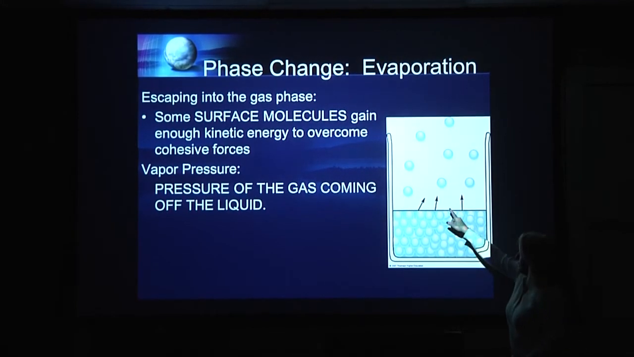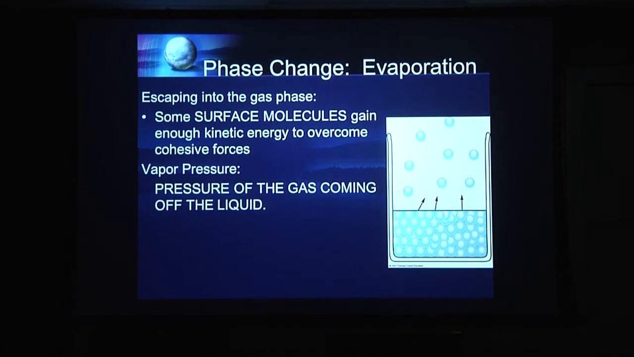Vapor pressure is a really good sign as to how much of a cohesive force the liquid has. If there is a very high vapor pressure over a liquid, it means that the molecules that are in the liquid can very easily escape into the gas phase. So high vapor pressure equals low cohesive forces. And you should remember that. High vapor pressure equals lower cohesive forces.